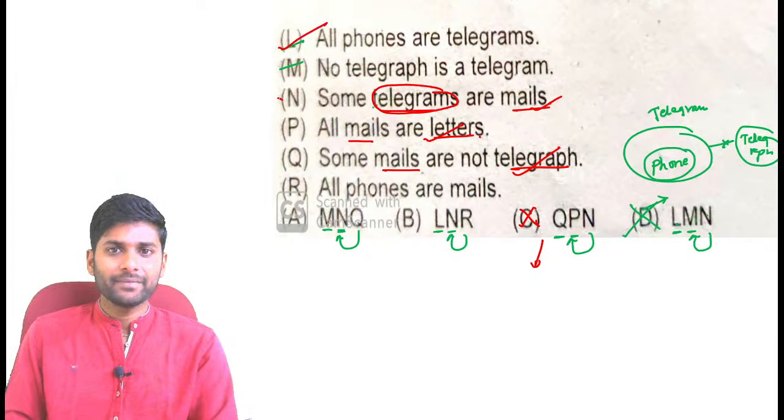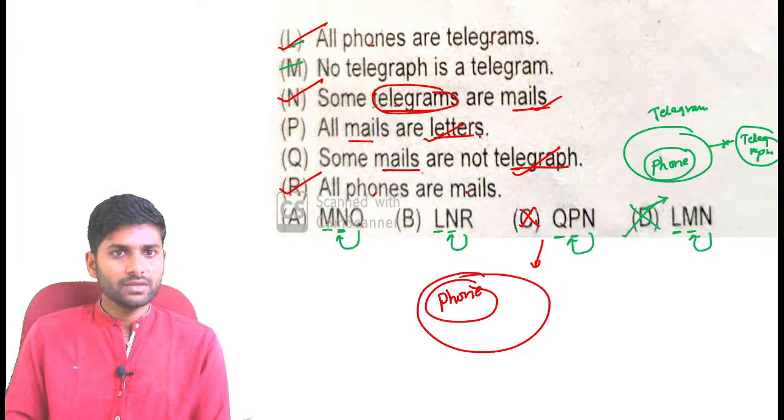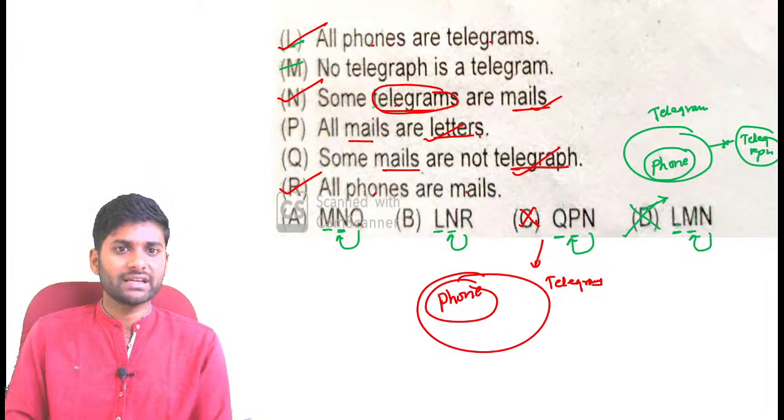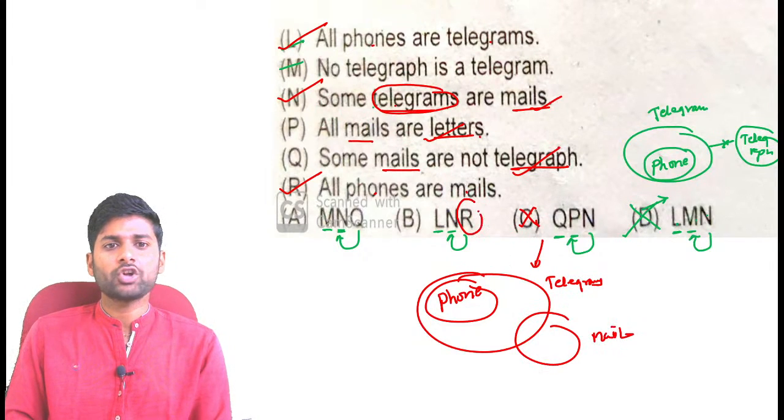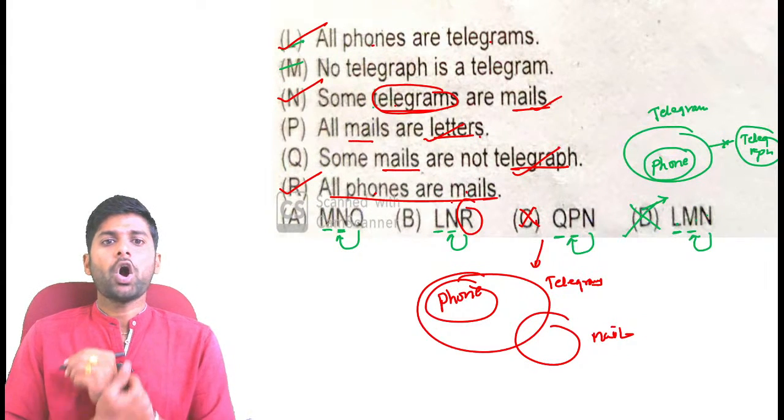Then go through L and R. See, L and R. See, phone and mails. Here L, phone and telegram. Here telegram and mails. You just draw this diagram here. All phones are telegram. Some telegram are mails. Now we want R to logically follow. What R says is that all phones are mails.